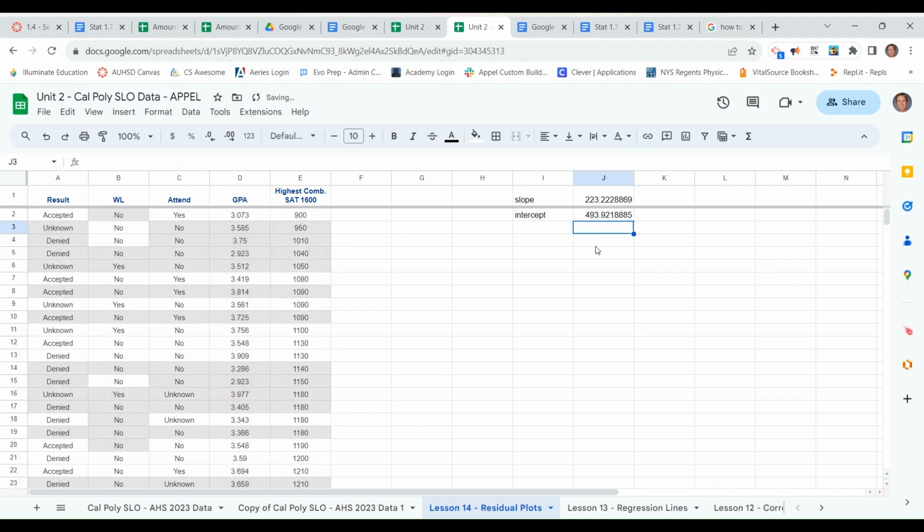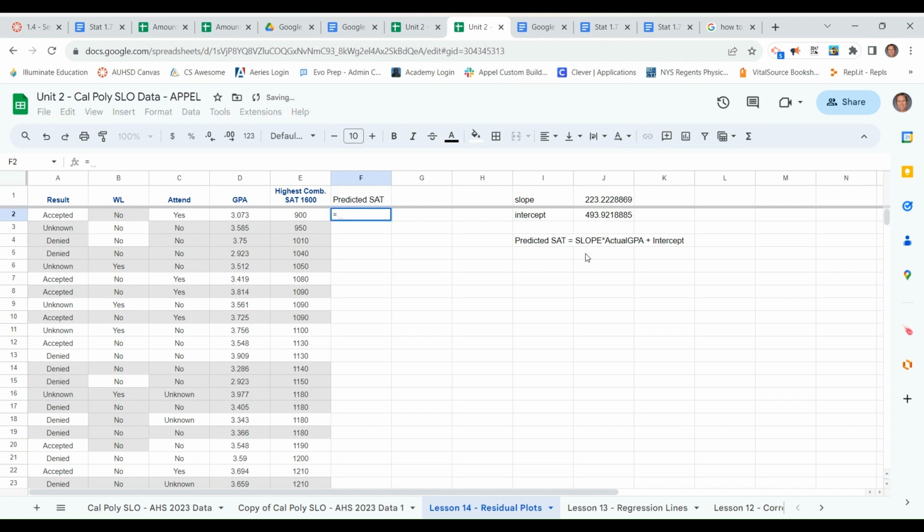So how we interpret this is our predicted SAT equals the slope times actual GPA plus the intercept. So what I want to do is figure out my predicted SAT.